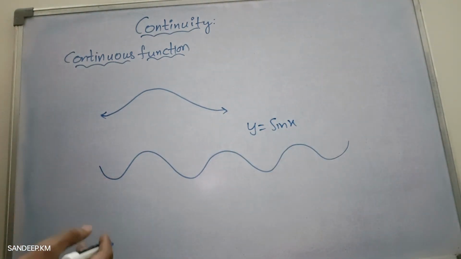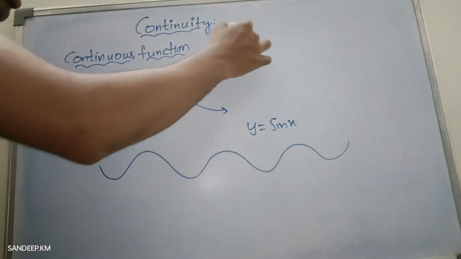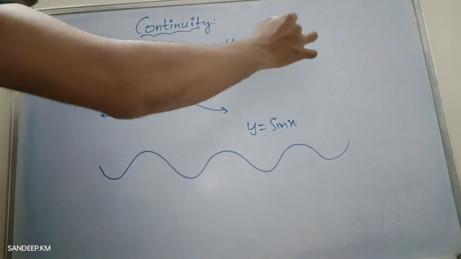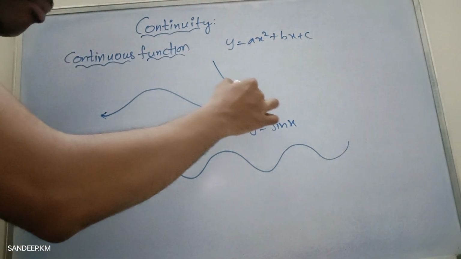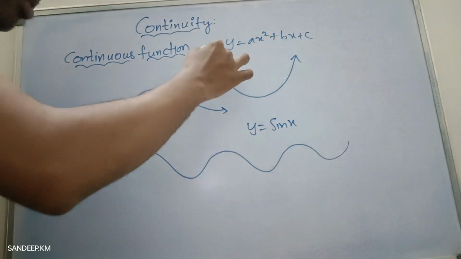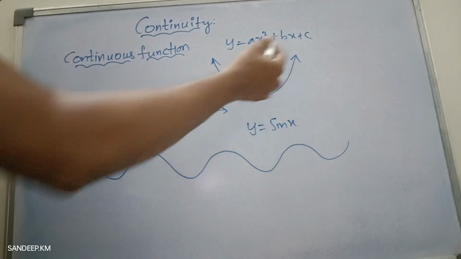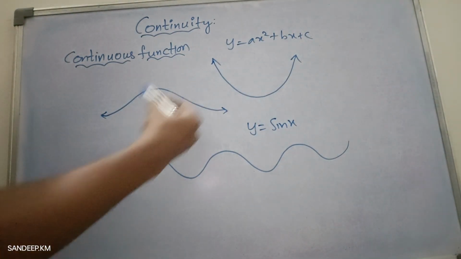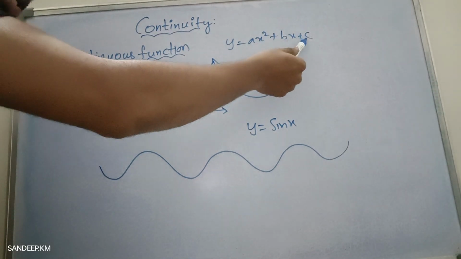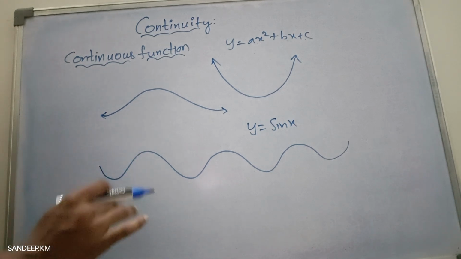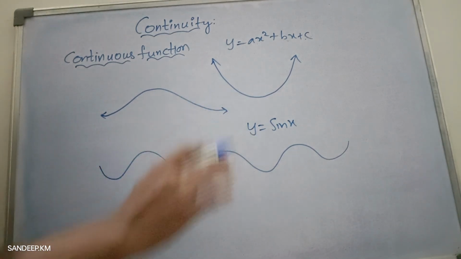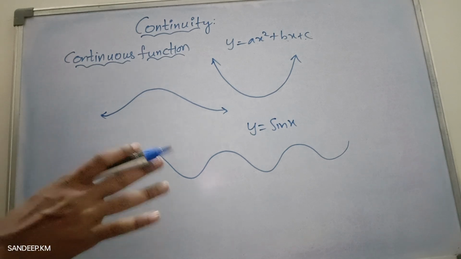For example, if you take a parabola, y is equal to ax square plus bx plus c represents a parabola. You have learned this in the chapter of quadratic expressions, right? You will draw the graph of parabola without raising the hand. Without raising the hand, you can continuously draw the graph of a parabola. So therefore y is equal to ax square plus bx plus c is also a continuous function in its domain. So in this way, if we can draw the graph of a function continuously without lifting the hand, we can say that those functions are continuous functions.